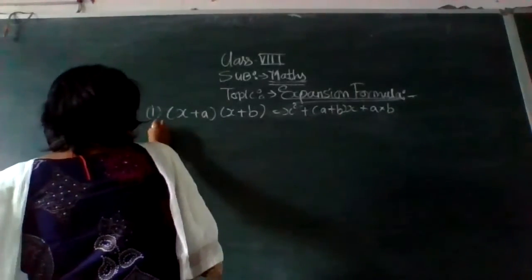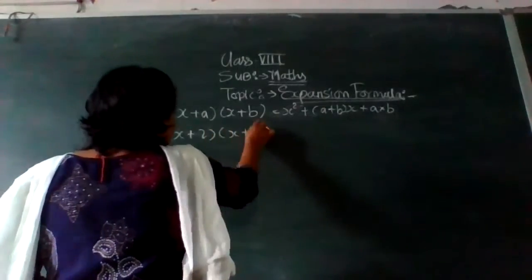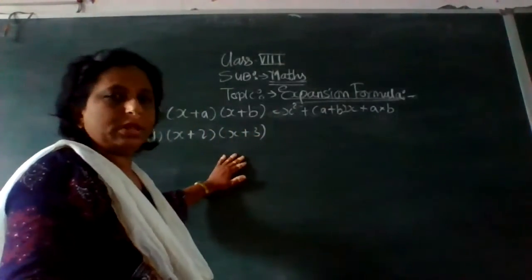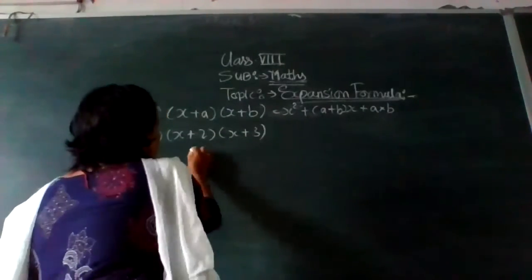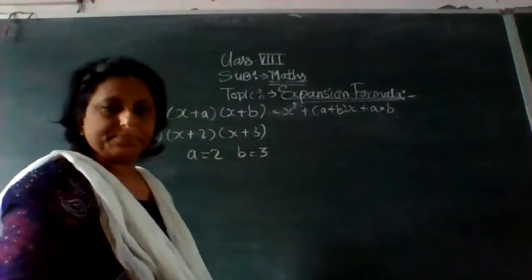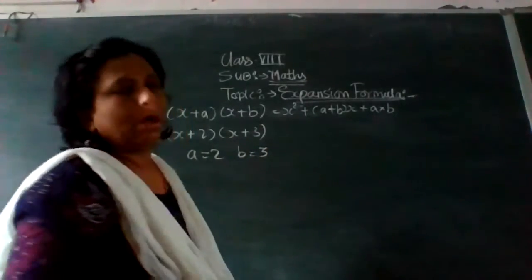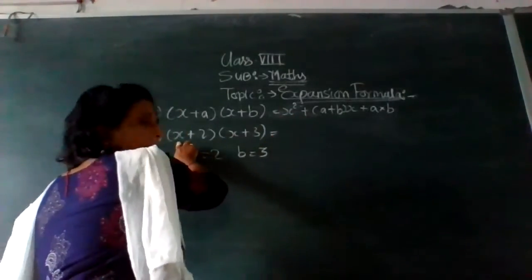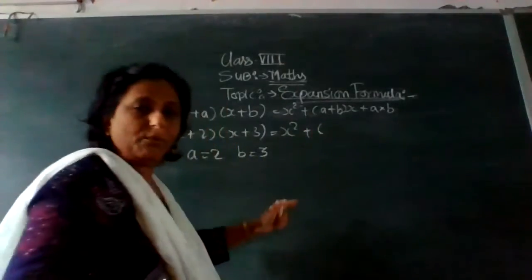So I take one of the examples here, (x + 2)(x + 3). So what is the value of a here? a is 2. And b is what? 3. a is 2 and b is 3. So we'll put these in our formula, that is equal to x squared. The x is x, so that will be x² plus, what is the value of a here?